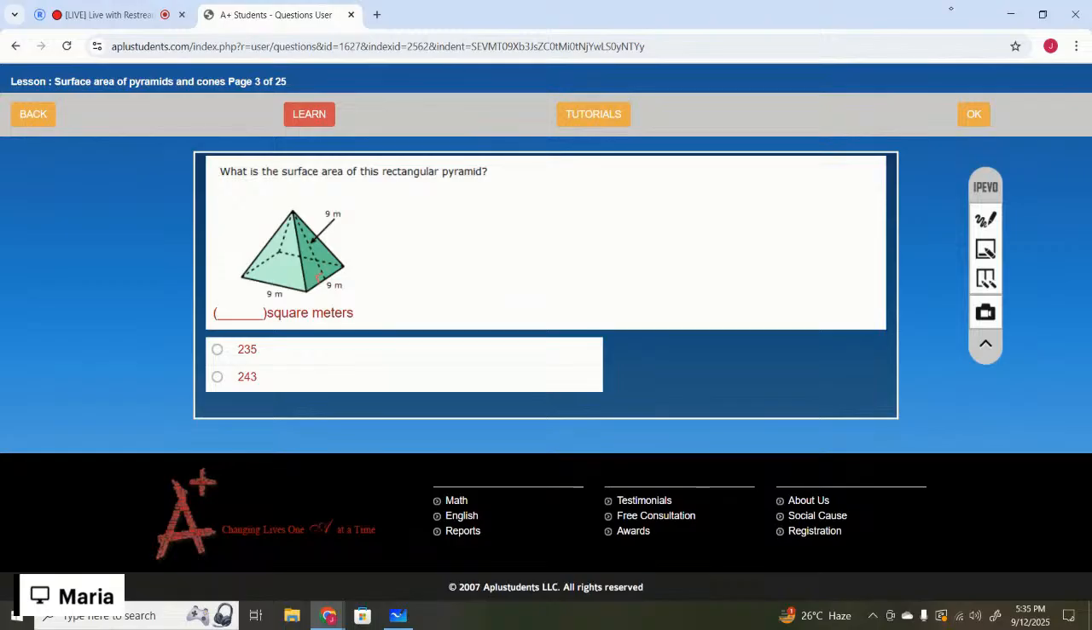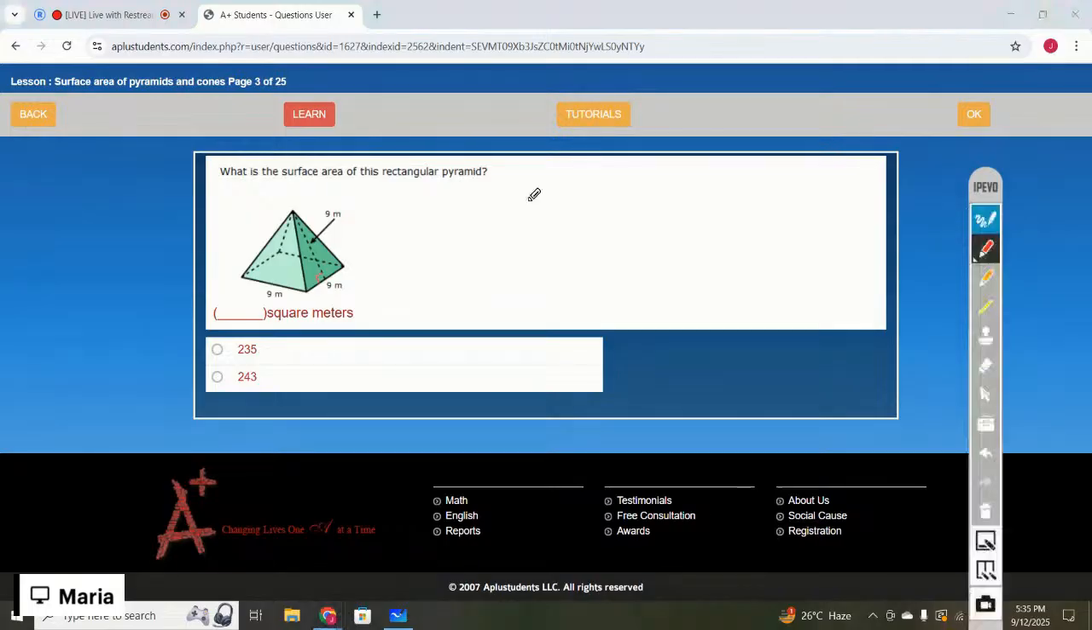What is the surface area of the rectangular pyramid? So the rectangular pyramid has four triangular faces. Each triangular face has exactly the same area, that is half times base times height. 9 times 9 is 81, and 81 divided by 2 is 40.5. So all four triangular faces have the same area, right? Now look at the base.